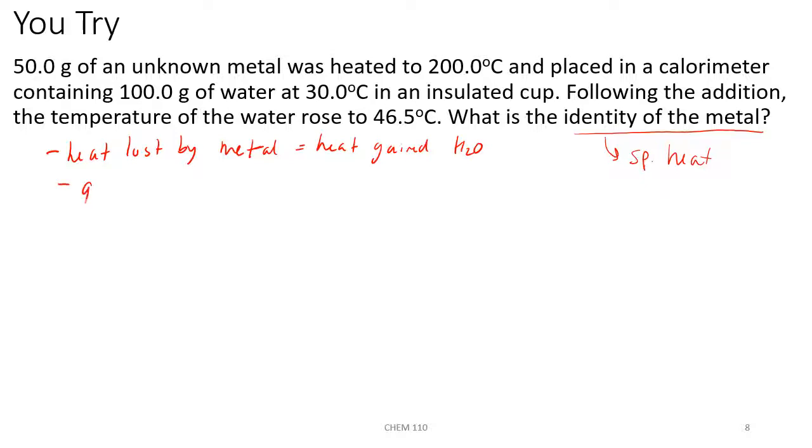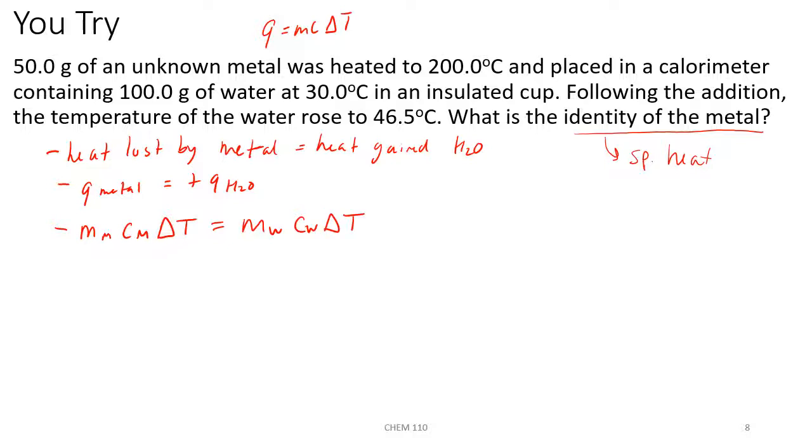That would mean that negative Q metal is equal to positive Q H2O. We can use our formula Q equals MC delta T for each of those components, the metal and the water, in this case to figure out the specific heat of the metal. So negative m metal, specific heat metal, times delta T is equal to the mass of the water, the specific heat of the water, times the change in temperature that occurred.